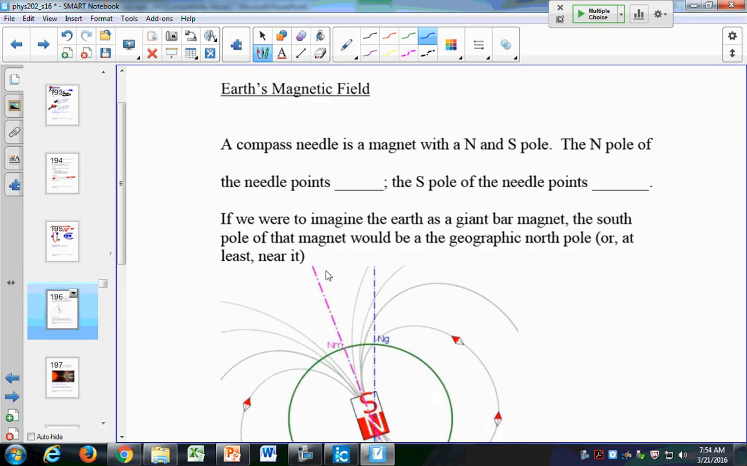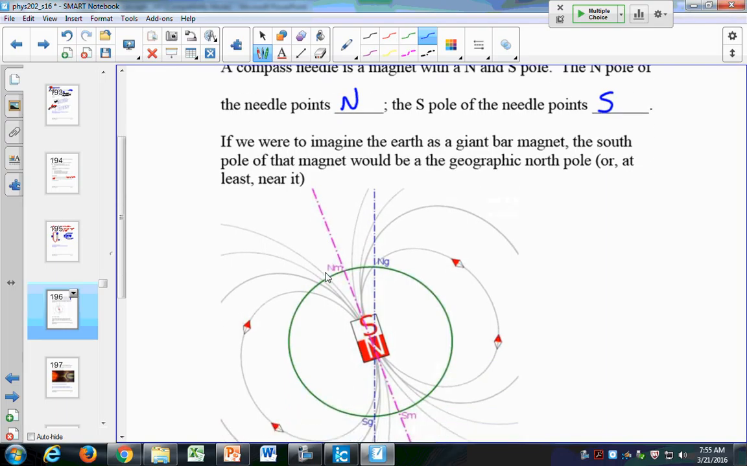A compass needle has a magnet with a north and south pole, and the north pole of the needle points to the north, and the south pole of the needle points to the south. And so if you imagine that the Earth is like this big bar magnet.